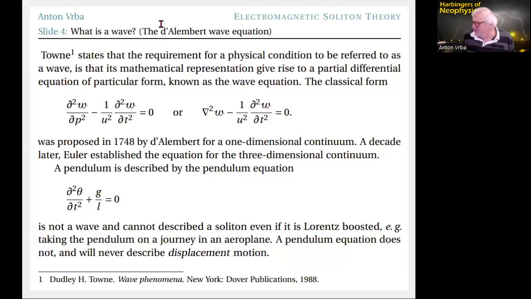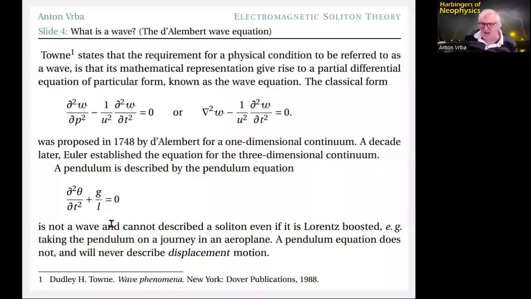You know, I actually know these guys. I've met them at conferences a number of times. But anyway, let's just think what a wave is. A wave is basically defined by the D'Alembert wave equations, which we know here. A pendulum is not a wave, even if it's Lorentz boosted.